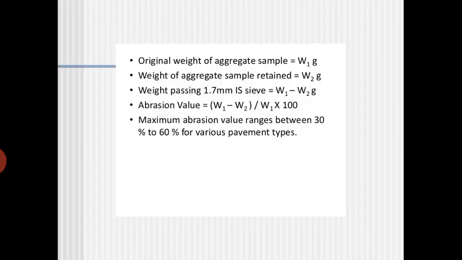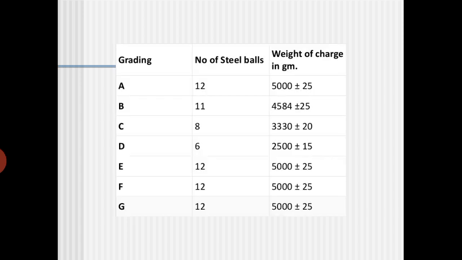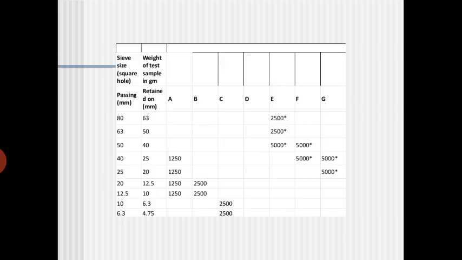So the very important thing is this table, which of course is a standard table. This is table 2 and this is table 1. Of course these are all standard, and in the IS code they have mentioned you have to take 5 kg or 10 kg: for A, B, C, D take 5 kg, and for E, F, G take 10 kg.